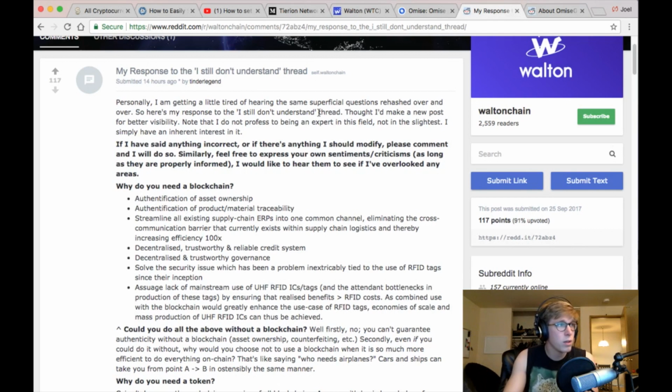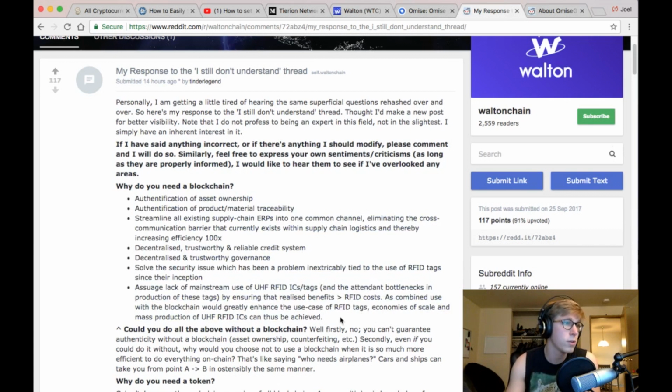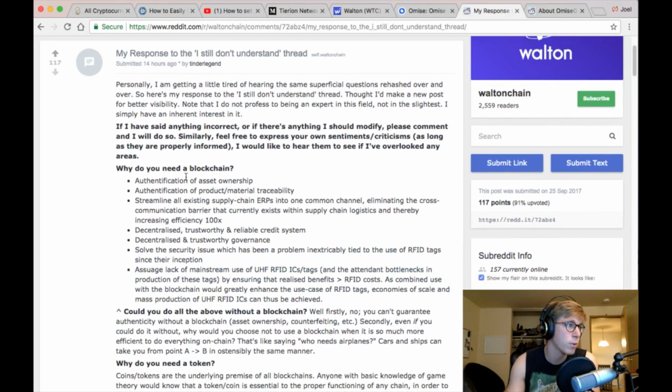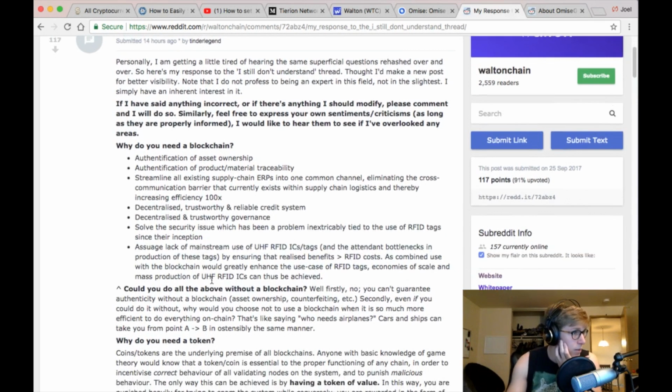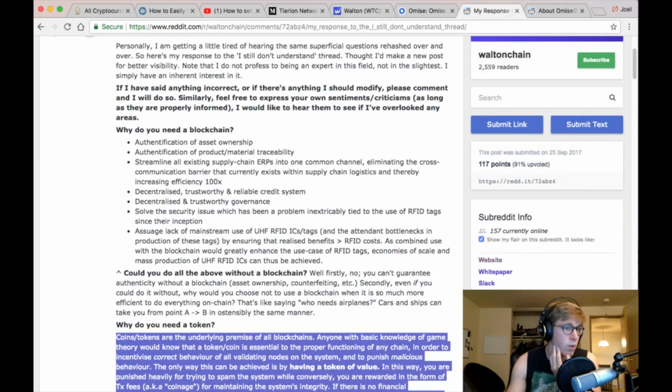So in this post on Reddit, he goes into detail, kind of talking about why blockchain is important for RFID technology and supply chain technology. And as you can see, I'm not going to read through the whole post for you guys, but he comes up with a number of bullet points as to why blockchain is important. And then he even talks about the purpose of the token.